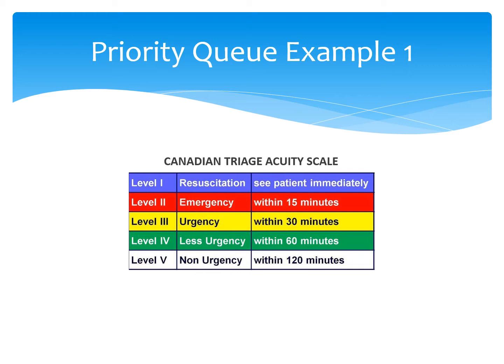This indicates that we need to design a queue to handle objects with different priority, where objects with high priority will be served before objects with lower priority. Objects with the same priority will be handled on the first come, first served basis.